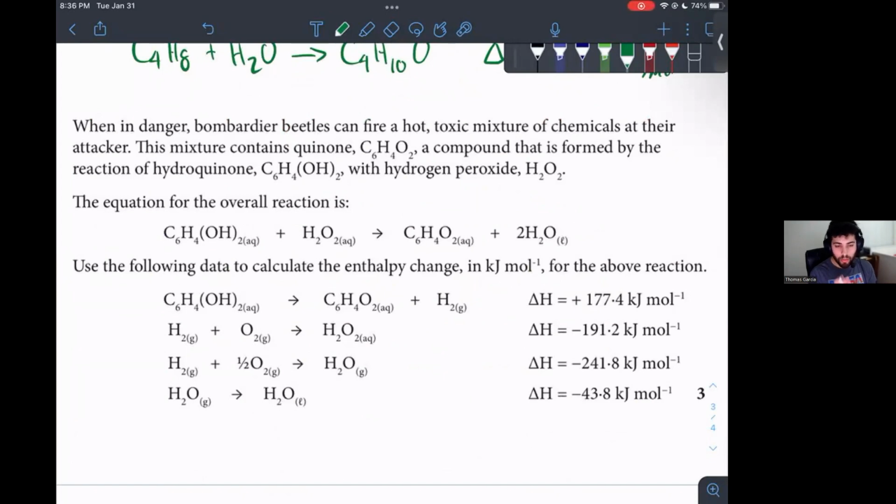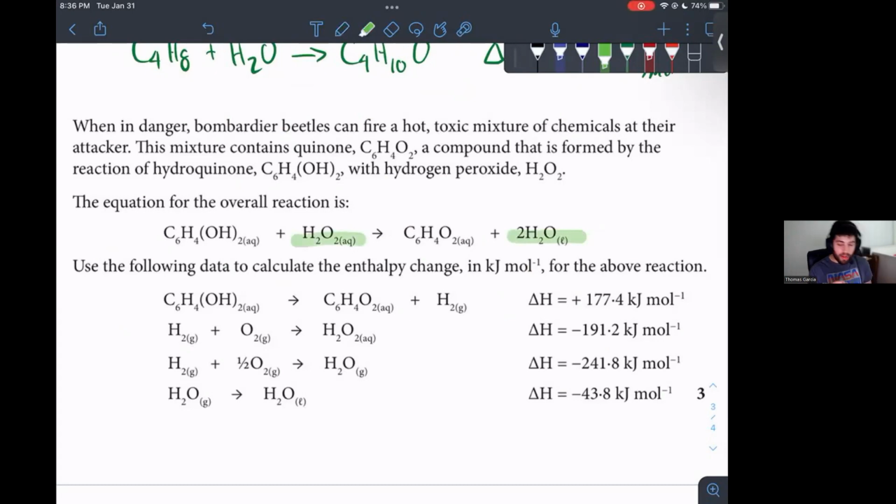So this time, I'm going to try and take things a little faster. If you don't feel comfortable doing that, write it out, slow it down. But we're going to try and make sure that we have everything balanced in the end. I noticed two things right off the bat. I have water here in the liquid state and hydrogen peroxide here in the aqueous state.